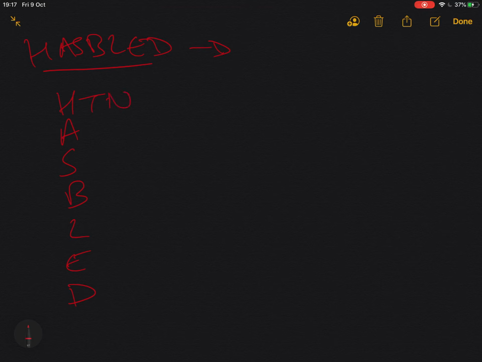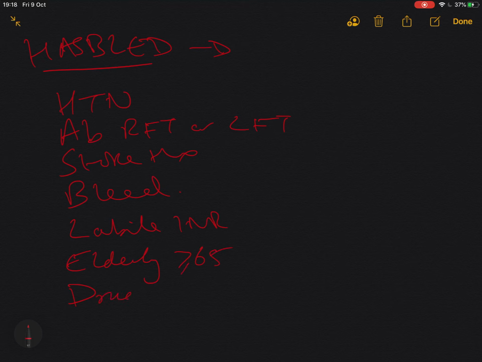H is hypertension. A is abnormal renal function test or liver function test. S is stroke history. B is bleeding, so recent bleeding. L is labile or unstable INR. E is elderly, so 65 or over. And D is drugs or toxins.